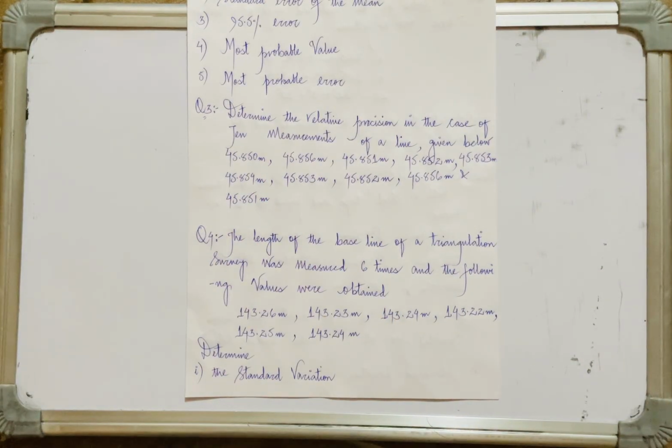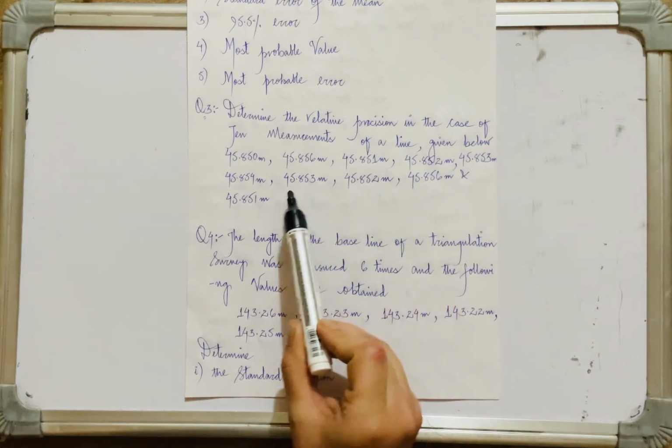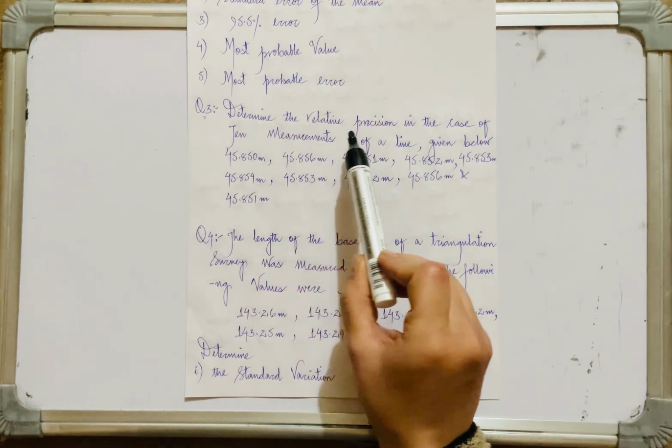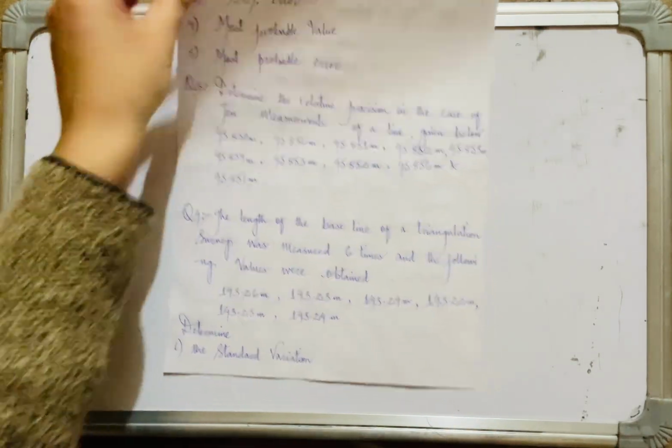All right, question number 3. Question number 3 is: determine the relative precision in the case of 10 measurements of a line which have been given below. We have to determine the relative precision. I'll tell you how we calculate this. Again, we'll be making a table.